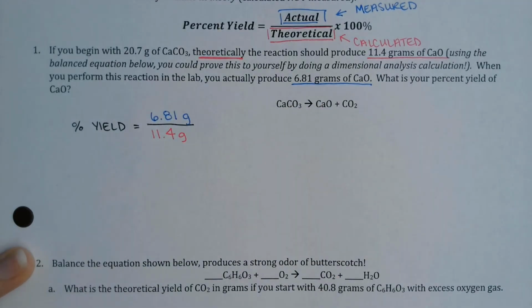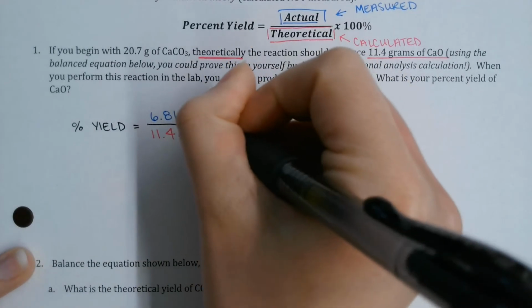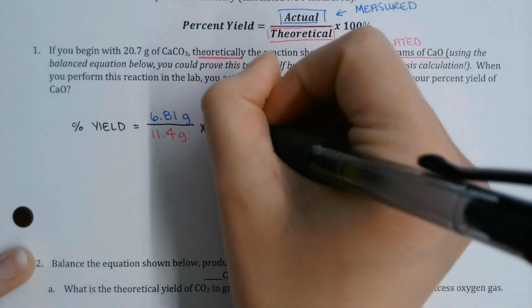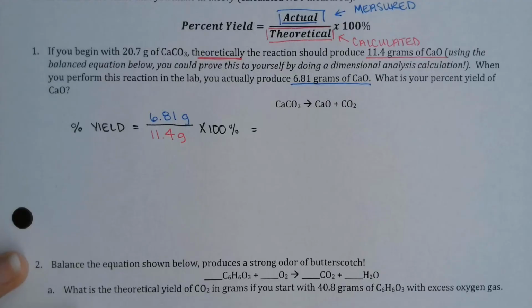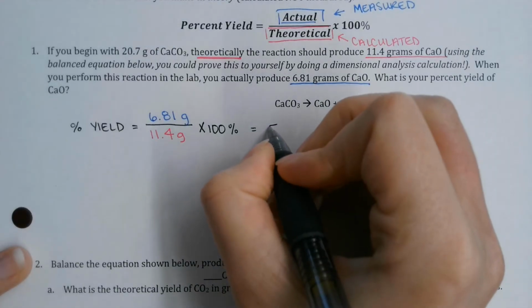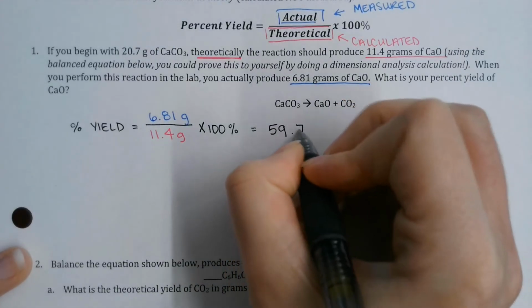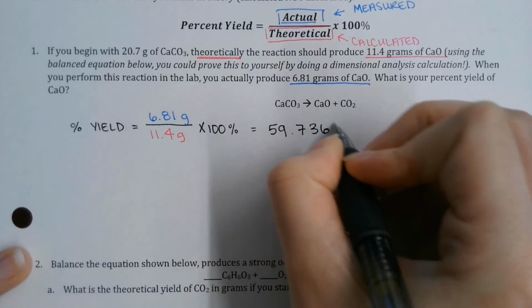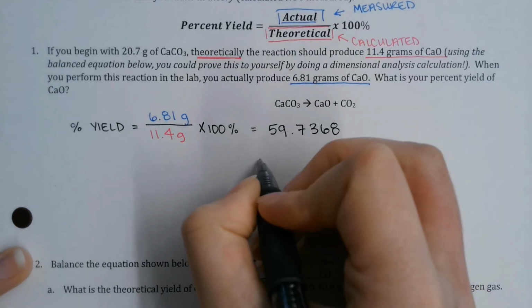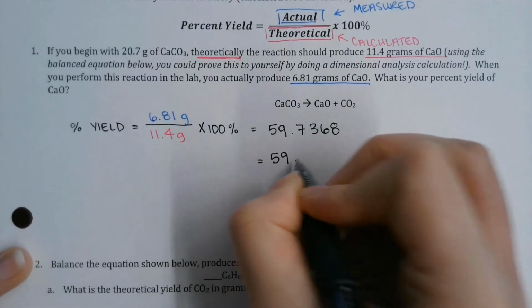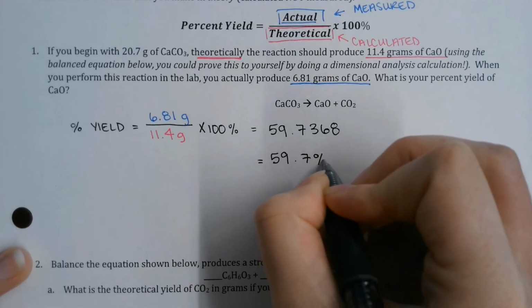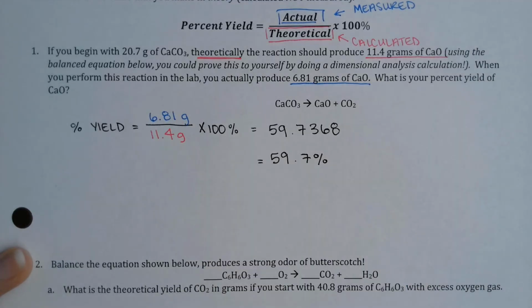And then we're going to multiply the whole thing by 100 to make sure that we end up in units of percent. Okay? So if we plug that into a calculator, we get something like 59.7368, right? We can round this to just a couple decimal points, and we get 59.7% as our final answer.